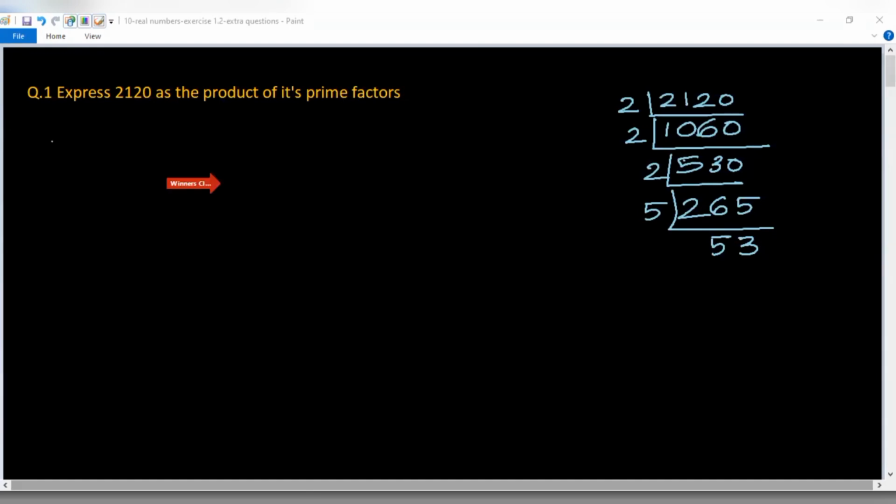So we can write 2120 is equal to 2 into 2 into 2. See, 2 comes 3 times here. That is, we can write it as 2 raised to 3 into 5 comes once and 53 comes once. So 2 raised to 3 into 5 into 53. This is the answer.